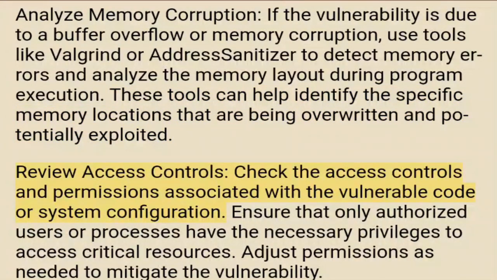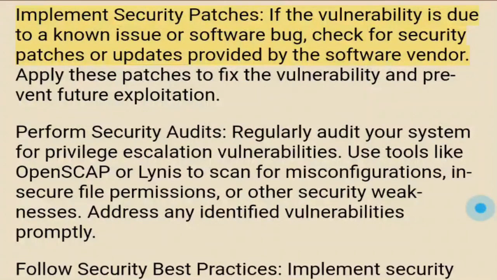Review access controls. Check the access controls and permissions associated with the vulnerable code or system configuration. Ensure that only authorized users or processes have the necessary privileges to access critical resources. Adjust permissions as needed to mitigate the vulnerability. Implement security patches. If the vulnerability is due to a known issue or software bug, check for security patches or updates provided by the software vendor. Apply these patches to fix the vulnerability and prevent future exploitation.